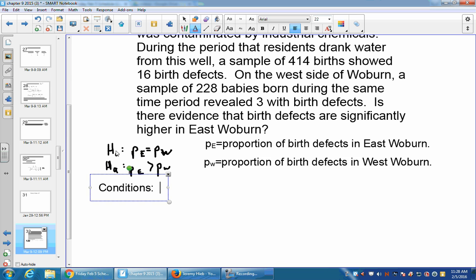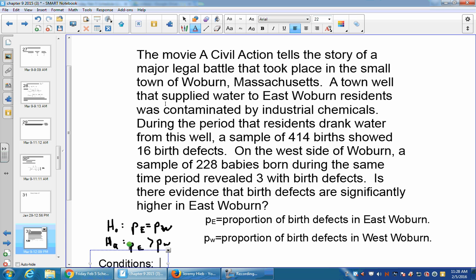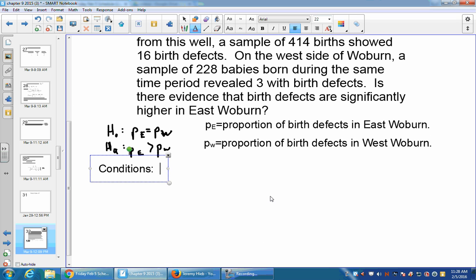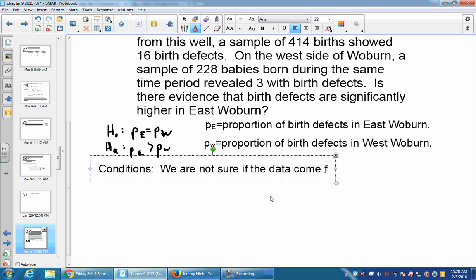Did the data come from a random sample? Can't say that, so we are not sure if the data come from a random sample. All right.